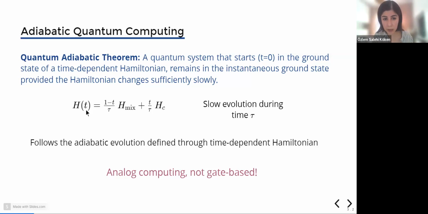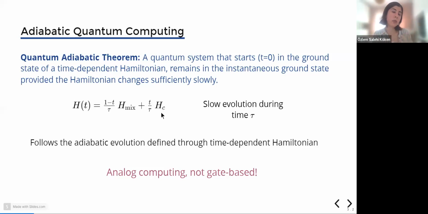If you check at time equals 0, we have only H mix acting on the system. So you initialize your system in the ground state of H mix. And this H mix is chosen so that its ground state is known and easy to prepare. Then the quantum adiabatic theorem states that the system will remain in the ground state if it is evolved sufficiently slowly. And what does this mean? At time equals tau, you see that we have only Hc acting on the system. And it is expected that the system ends up in the ground state of Hc.